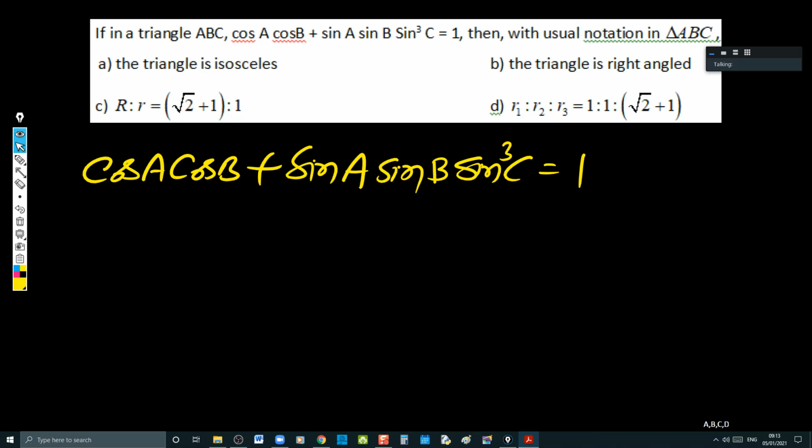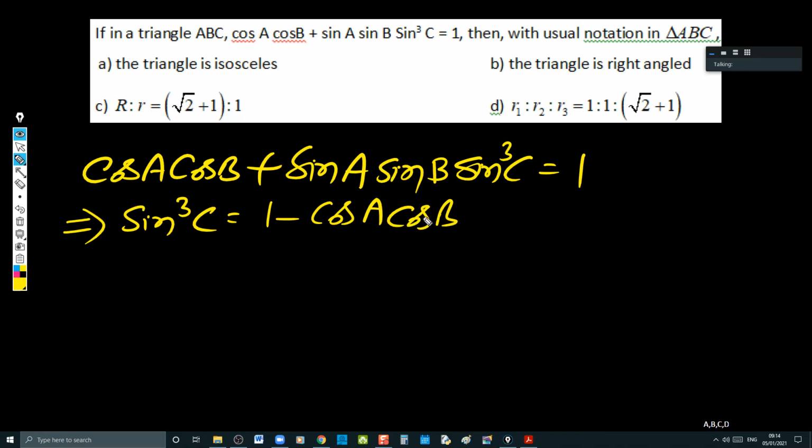If you simplify this, sin cube C is equal to 1 minus cos A cos B whole divided by sin A sin B. Whatever it is, because sin cube C maximum value is 1, it should be less than or equal to 1.